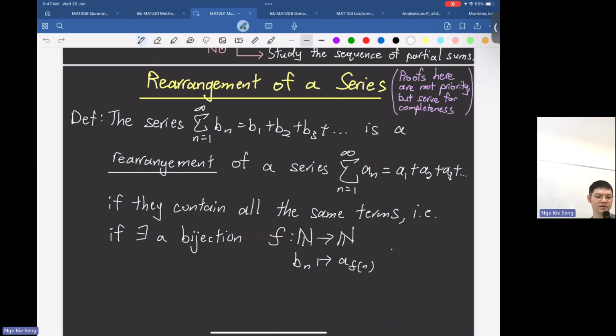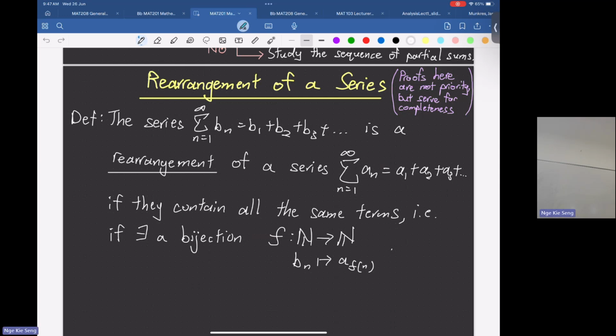Okay, you should understand the proof, but the proof won't be tested. But I will put it into the lecture notes for the completeness of the theory. So what's the rearrangement of a series? If two series contain the same terms, we can change the order.